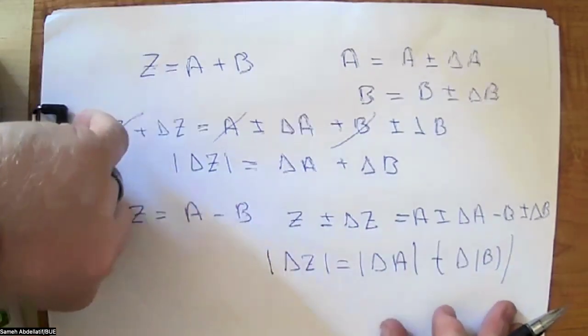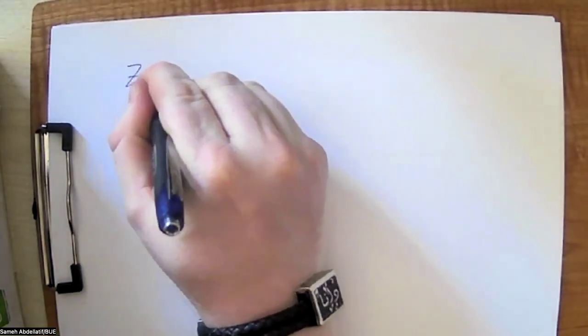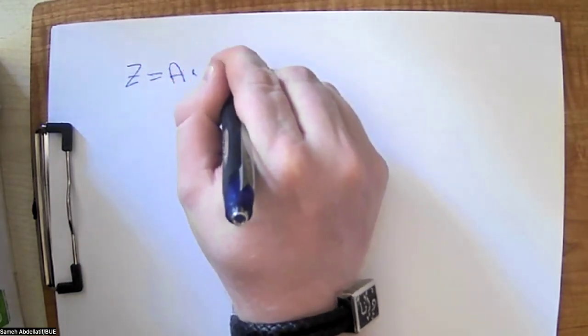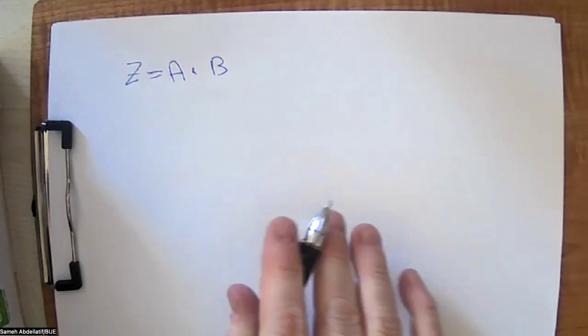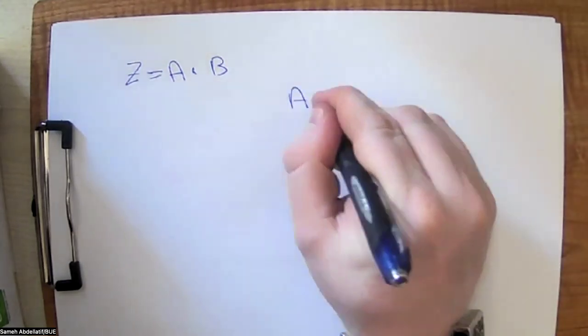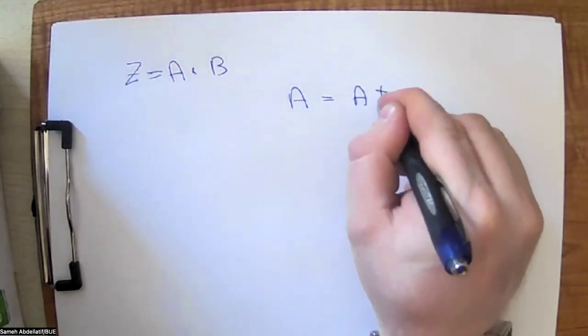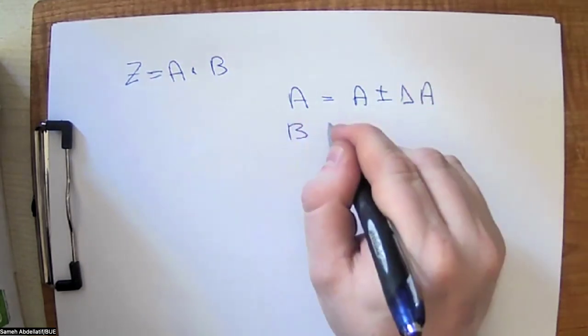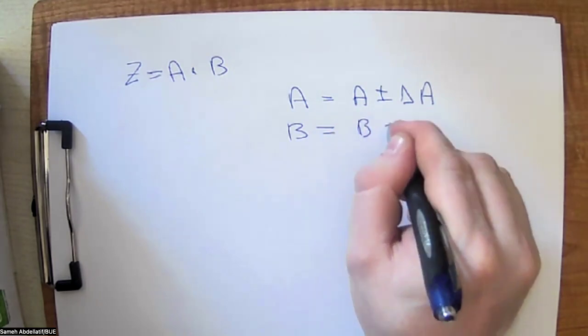What if we have something like this? z equals a times b. Again, a is a plus or minus delta a, and b is b plus or minus delta b.